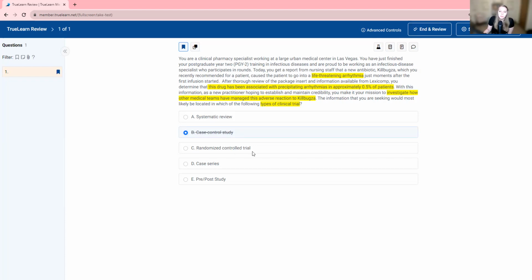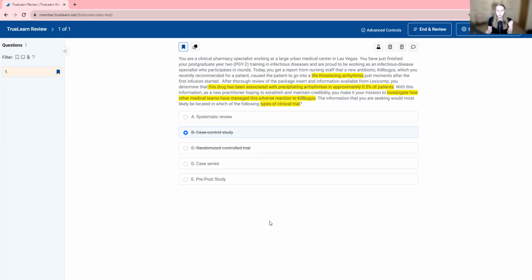Next, we have a randomized control trial. So this is your standard drug trial that you think about when you think of a clinical trial. This is your placebo-controlled trial. This is where we randomize patients into different groups, and you might find the rate of an adverse event, so this 0.5% of patients having an arrhythmia, probably came from a clinical trial setting. So it would tell us where the event is happening or how often the event is happening, but it is not going to tell us how to manage the adverse event itself.